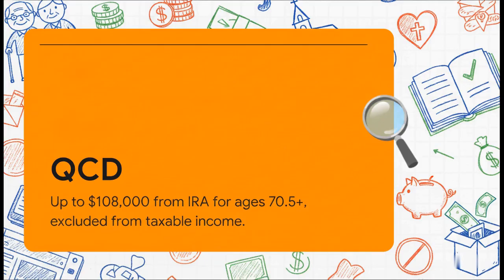This is a game changer because the standard deduction is so high for seniors that most of them simply don't have enough expenses to itemize anymore. The QCD acts as the ultimate workaround, letting seniors get a massive tax benefit from their giving, even if they just take the standard deduction.